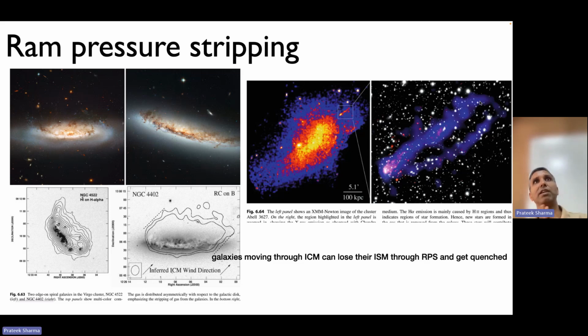I told you about this morphology relation of galaxies, that they are more and more likely to be red and dead ellipticals if they are in dense regions like galaxy clusters. So this is what converts a disk into a red and dead galaxy.